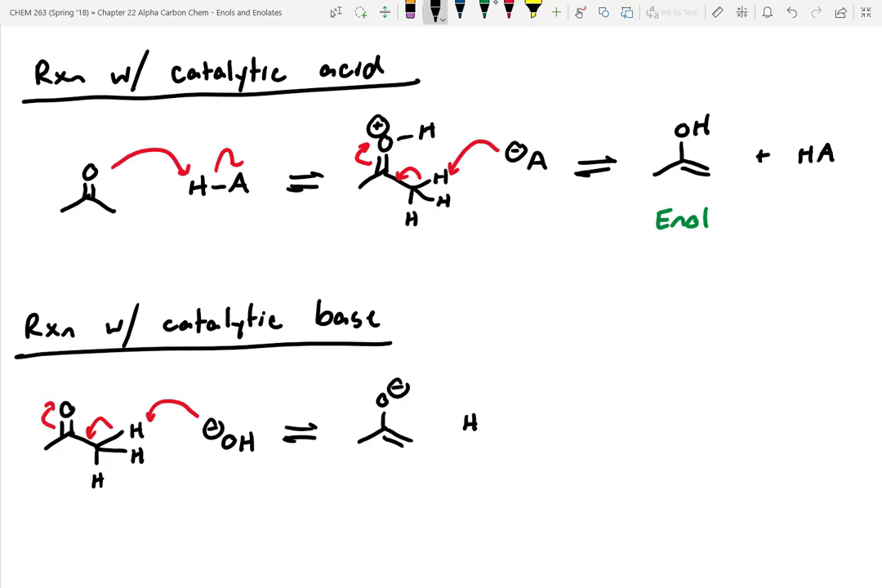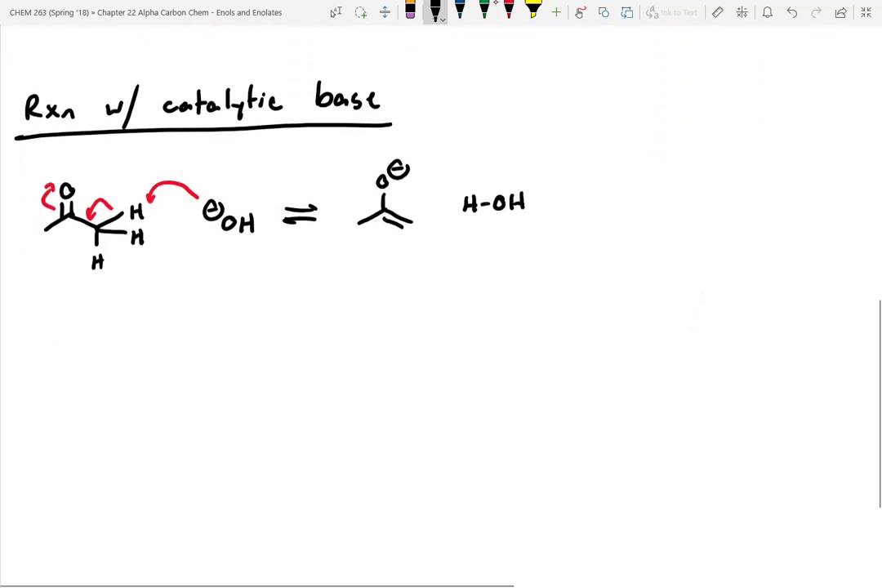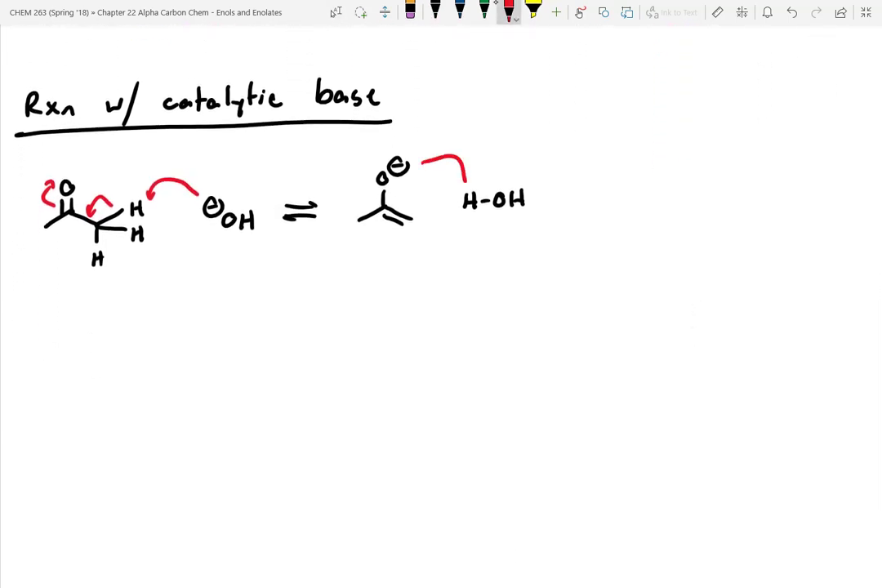And your catalytic acid in this example, because your base is hydroxide, is water. And so this can steal a proton back from that water, and this too can give you your neutral alcohol and regenerate your hydroxide base. In either case, we are favoring formation of the enol.